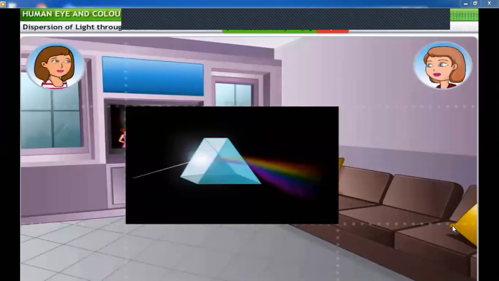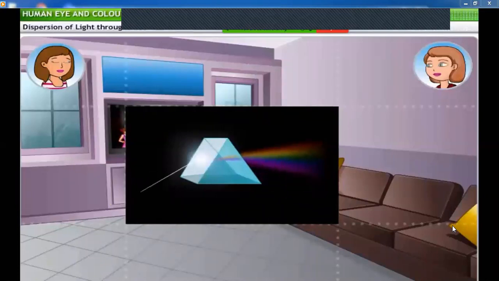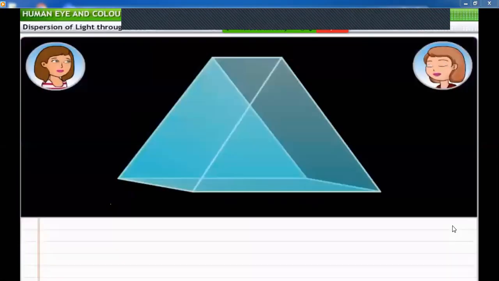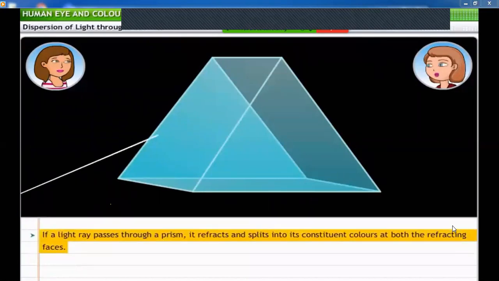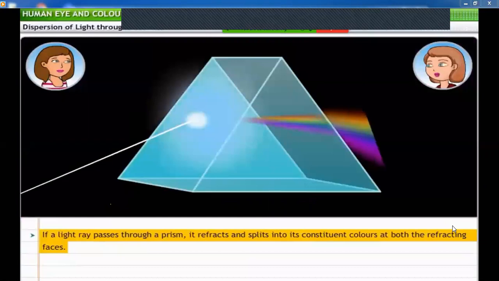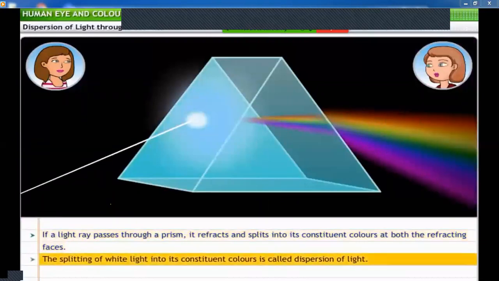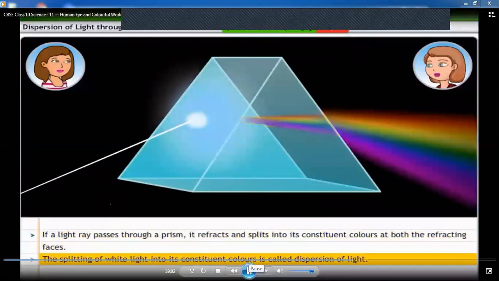Light rays refracted through a prism disperse and give rise to very vibrant colors. Where do these colors come from? You'd be surprised to know that these are all constituents of white light. When a white light ray passes through a prism, it refracts and splits into its constituent colors in the process of refracting through the prism. The splitting of white light into its constituent colors is called dispersion of light.